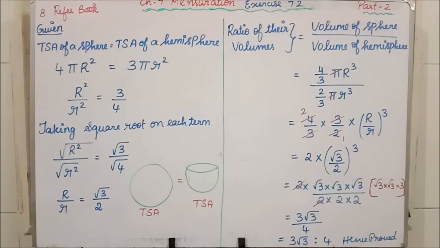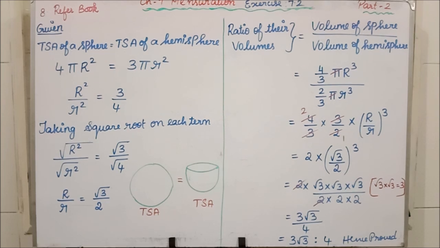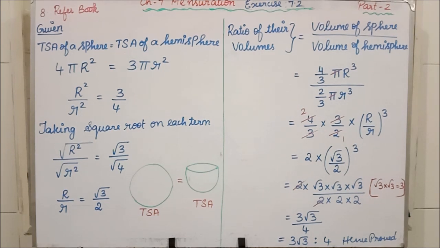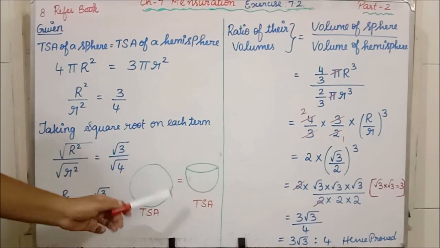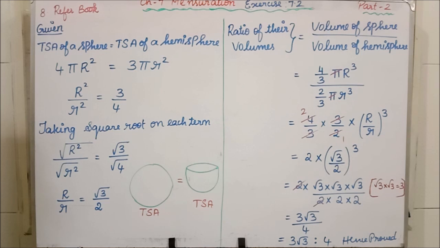Students, eighth question. See the question in your book. A solid sphere and solid hemisphere have equal total surface area. Prove that the ratio of their volume is 3 root 3 is to 4. Can you understand the question? Students, in the question, they have given that the total surface area of a sphere and the total surface area of the hemisphere are equal.